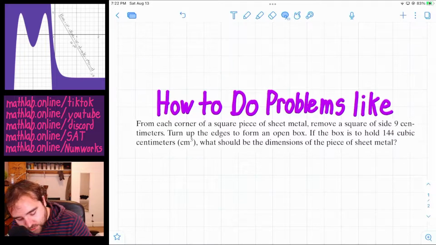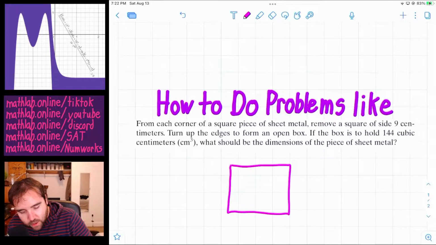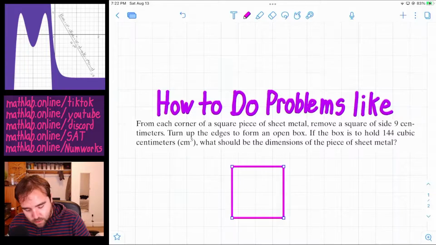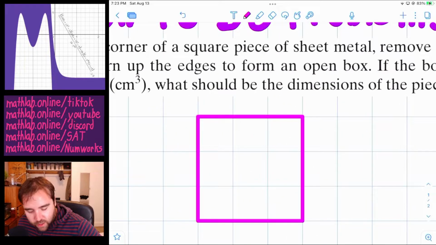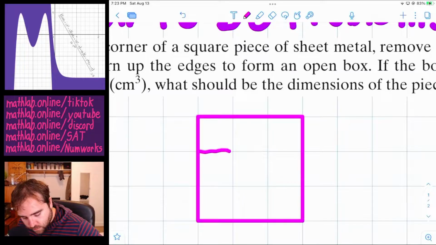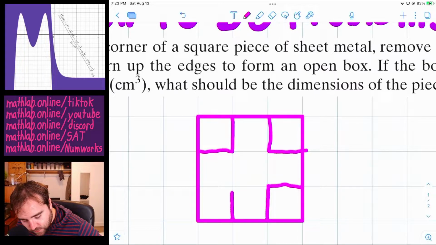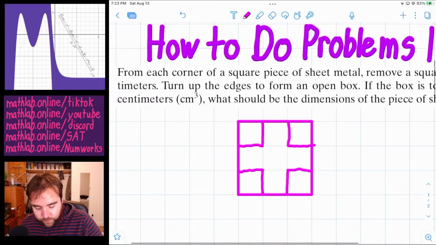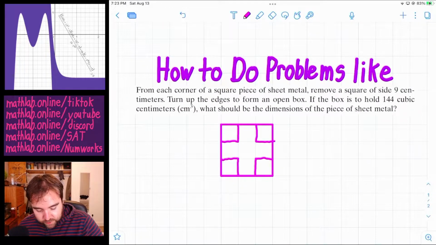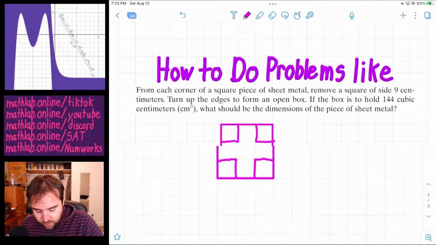Okay, that's pretty neat. So here's what we've got. We've got a square of sheet metal, and then we're going to cut out corners like this, and see how that's going to make a box when we flip up those sides. So let's see. We want the box to hold 144 cubic centimeters.